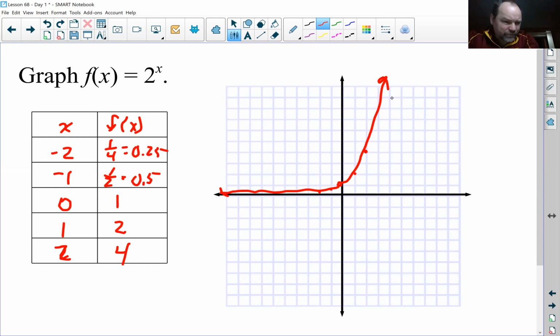A couple things to remember. A negative exponent moves our base down into the denominator or takes the reciprocal. So that's why 2 to the -2 was 1 over 2 squared, or 1 over 4. 2 to the -1, 1 over 2 to the 1st, which is 1/2.